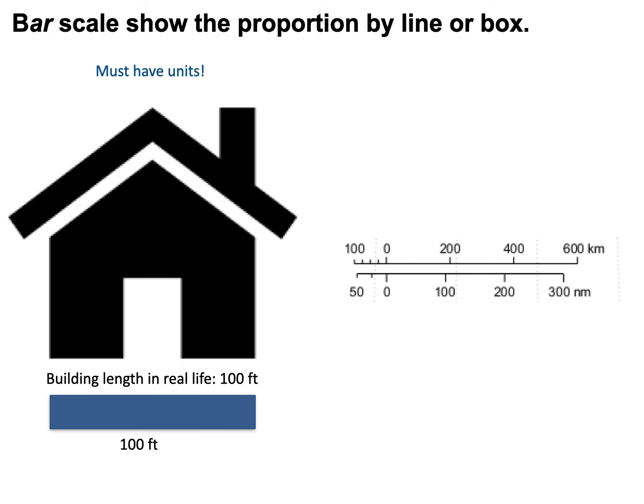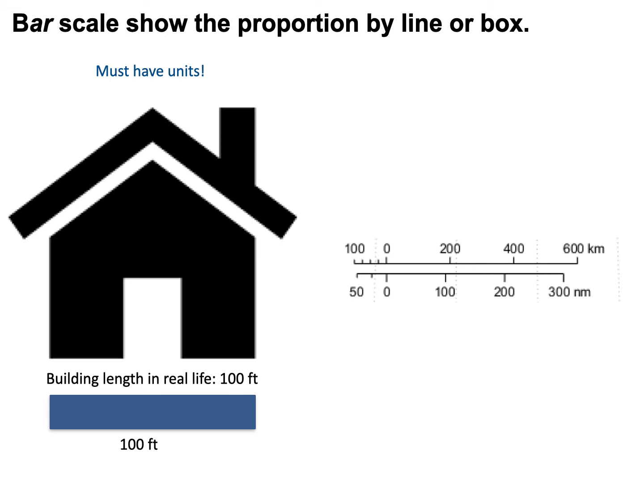The other kind of scale that we commonly see on maps used in geology, besides the verbal scale, is a bar scale. And bar scales always have units. What they will do is show a line or a box of a certain length that would be equivalent to the units that are given in numbers in real life. So let's give our example again of that house that is 100 feet long. If we had this on the map, there would be a bar or a line that's exactly the length of that building, and it would be labeled 100 feet.